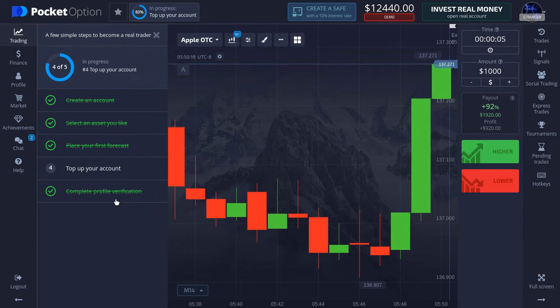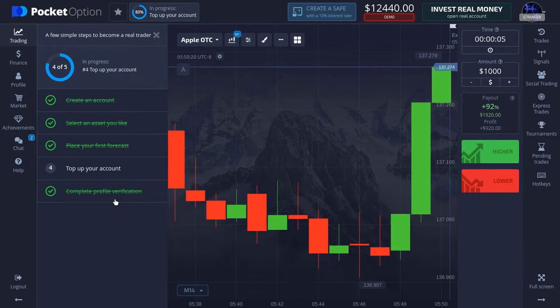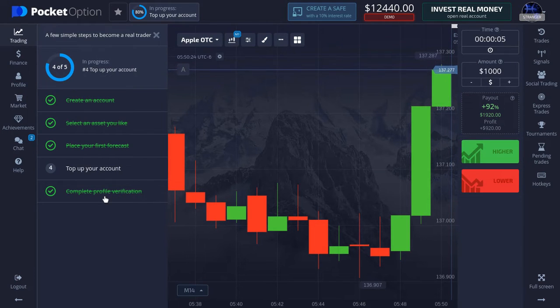Completed my verification. Very important. Complete your verification before you put any money in here. If you put money in and you don't complete your verification, you won't be able to get it out. Anyway, I haven't topped up my account yet. I'll do that after this and deposit some real money. Most likely, I will start at $100 and do a $50 deposit.